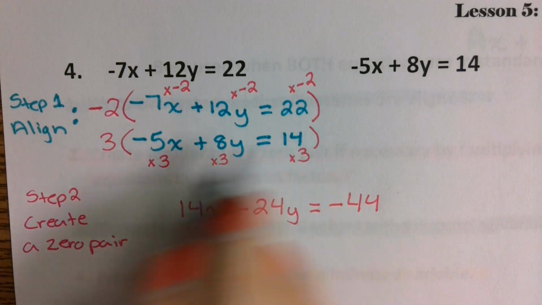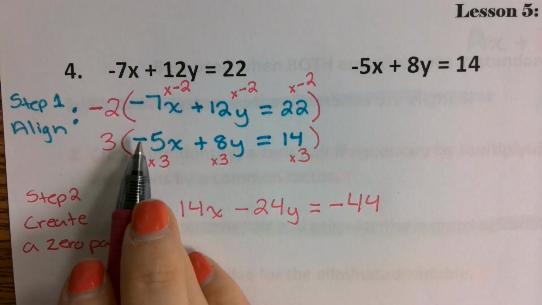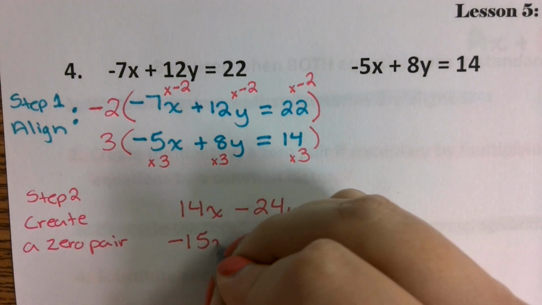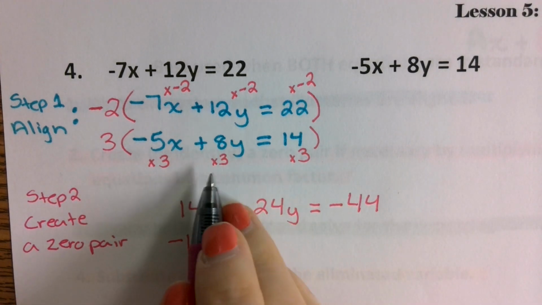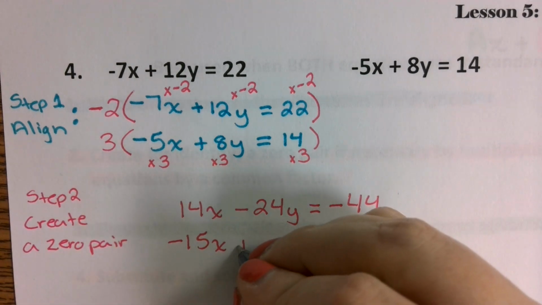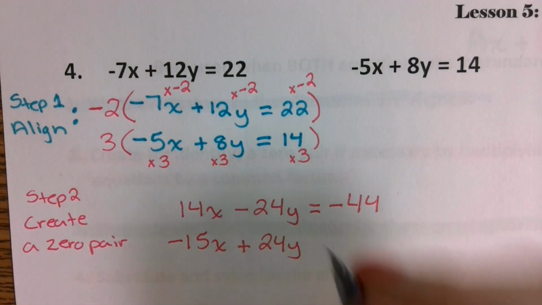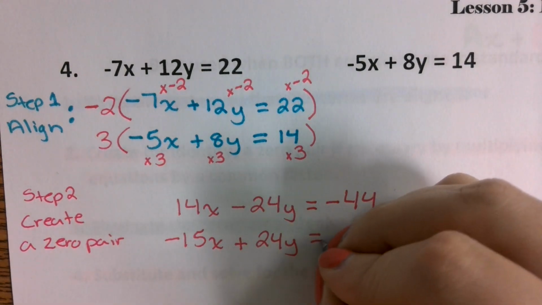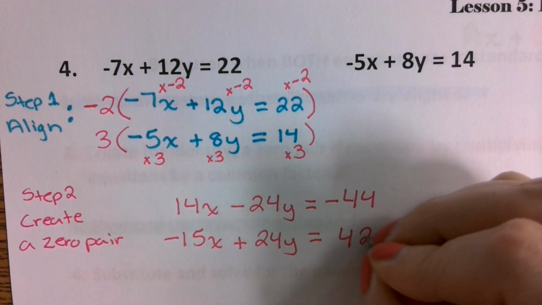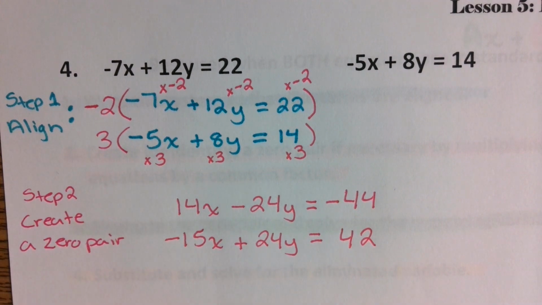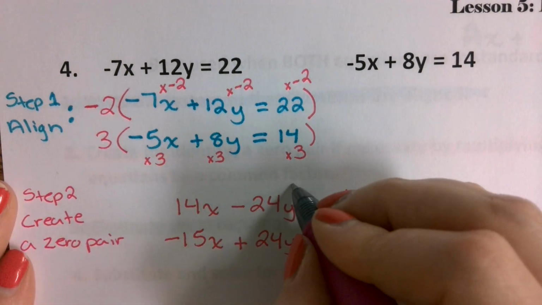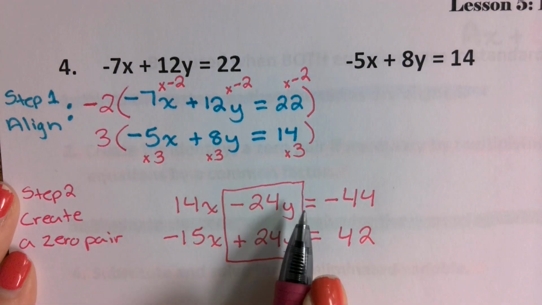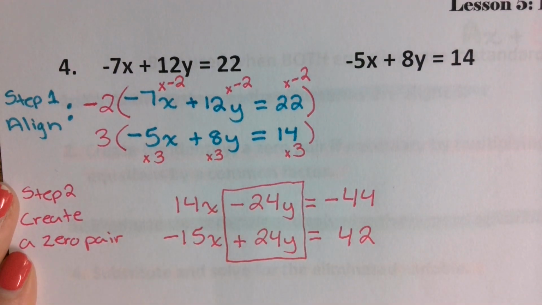Okay, let's do the second equation. I'm multiplying everything by 3, so it's negative 5x times 3. Negative 15x. What is positive 8y times 3? Positive 24y. Okay, so I'm putting my plus 24y. What is 14 times 3? 42. Okay, so now I've created these 0 pairs. I can go ahead and identify the 0 pair. The 0 pair is the y's. I have a negative 24y and a positive 24y.